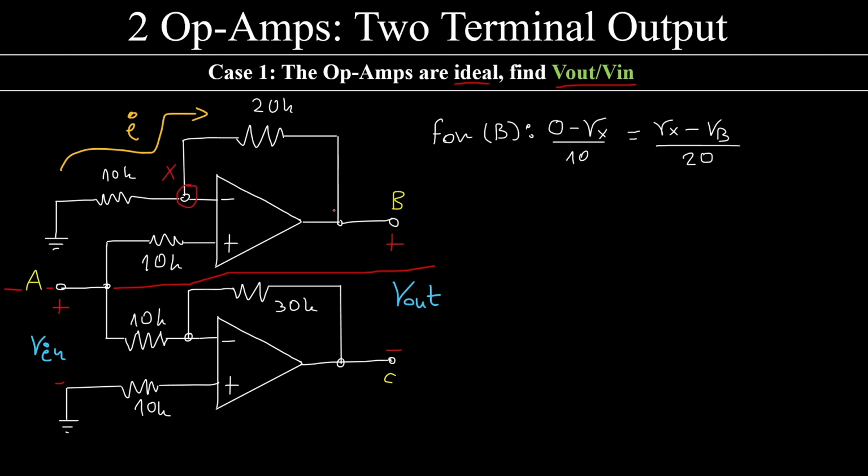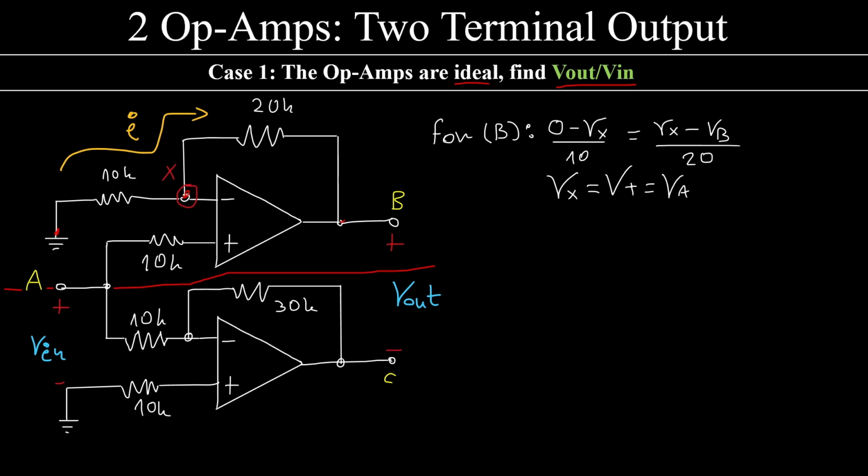Now, working on this circuit, I can say that V0 minus Vx over 10, the current flowing like this, must be equal to the current flowing like this, Vx minus VB over 20. Alright, this is the resistance in kilo ohms.